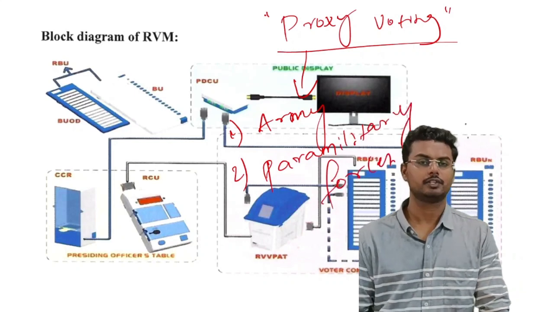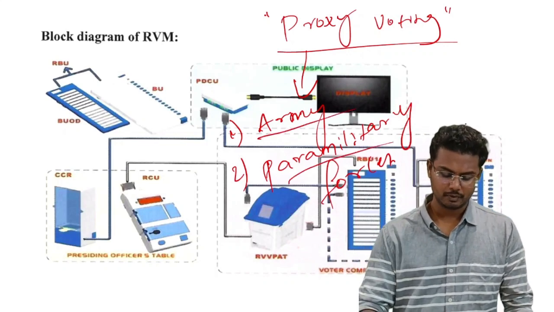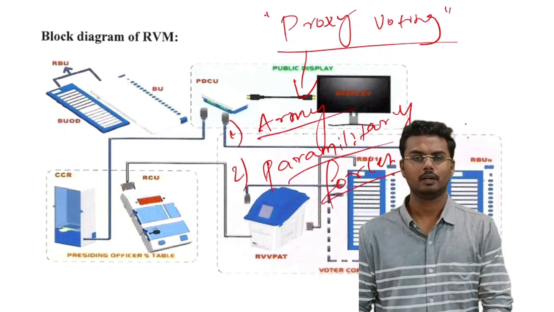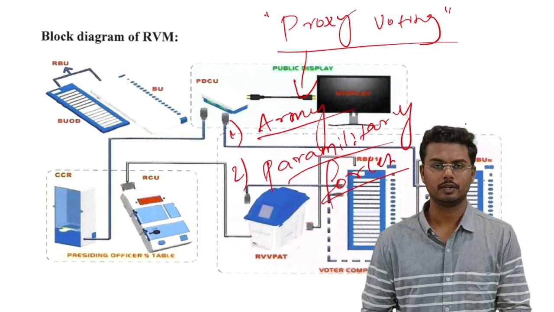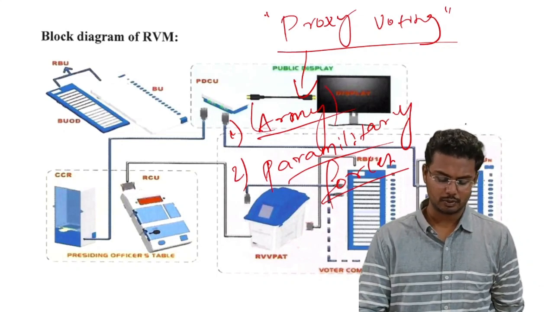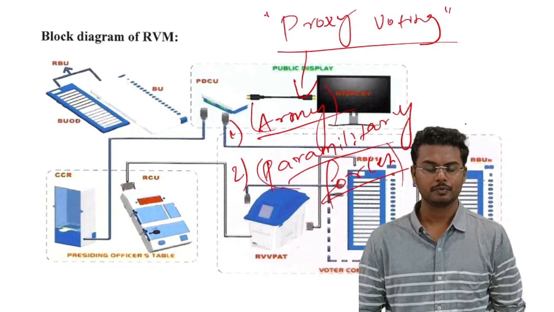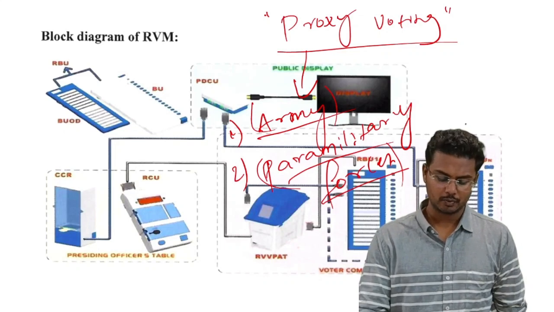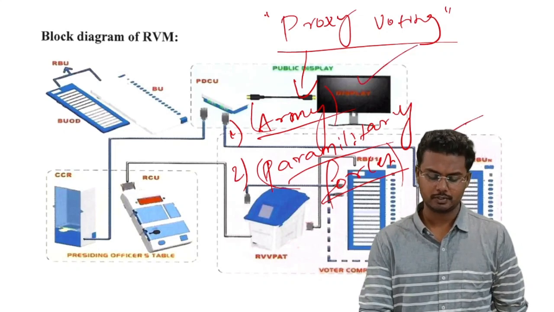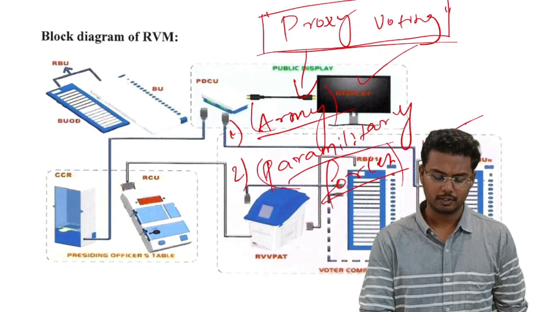Because during the election times they are busy in their duty, checking the vehicles or ensuring the safe conduct of elections. So as a result, they cannot go to their hometown to cast their votes. So for those people who are working in army and paramilitary forces, the option of proxy voting is available.